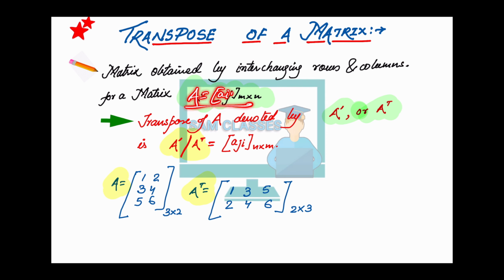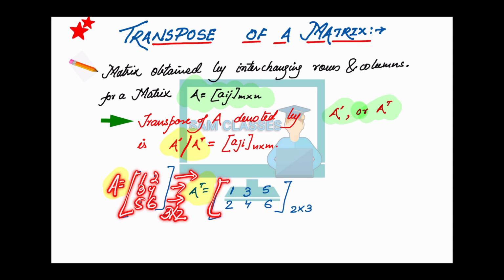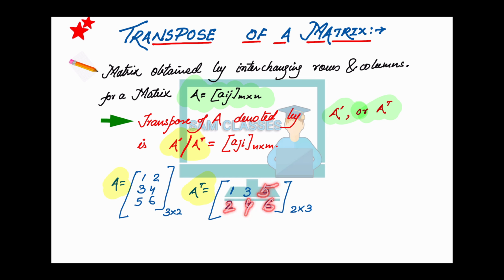Now, a matrix A is given as A is equal to A of ij, and the number of rows is m and the number of columns is n. The moment we transpose it, the number of rows will become n and the number of columns will become m. A very simple example: A is equal to 1, 2, 3, 4 and 5, 6. The number of rows is 3 and the number of columns is 2. The moment we transpose, the number of rows will change to 2 and the number of columns will change to 3. That's it. The rows get interchanged to columns and the columns get interchanged to rows.